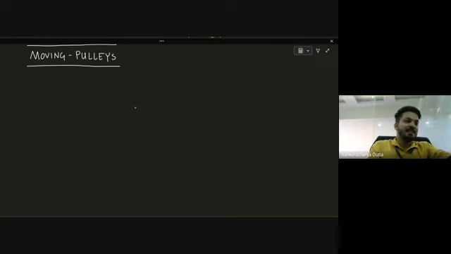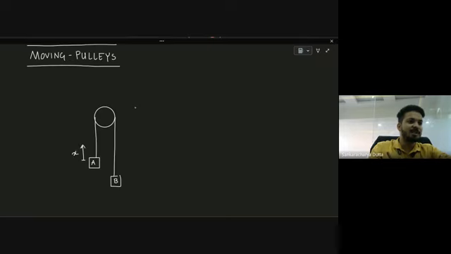Moving pulleys. In this situation, you have a pulley, and let's say there is a block on this end, and a block on this end. So in the frame of reference of this pulley, if I'm sitting on the pulley and watching, if this thing A goes up by X, guys, B goes down by X. This you have already agreed with.